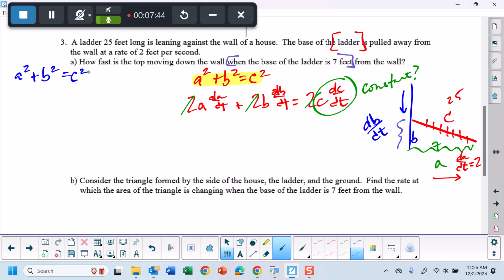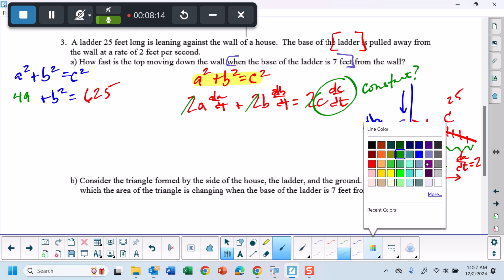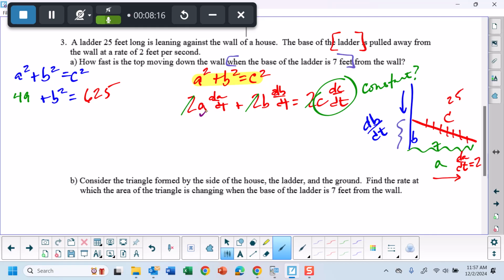Right now, A has a value of 7, so that's 49. B, I'm not sure. C is going to be 25 squared. So now I can solve for B. Anytime I have one unknown, now I can go get B. So freezing that moment of time lets me go solve for B. And then when I go to plug in, you'll find that you have everything that you need. You have an A value, here it is at 7. You have the rate of change of A, here it is at 2. You have your B value, we solve for it here.